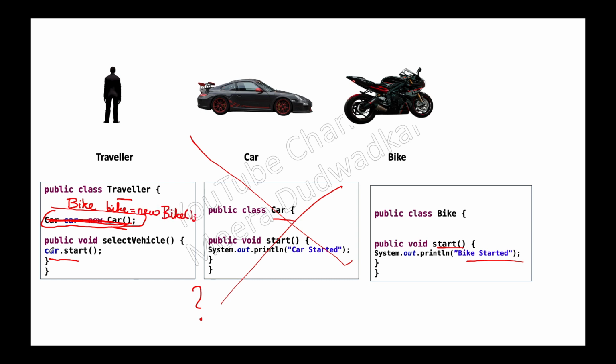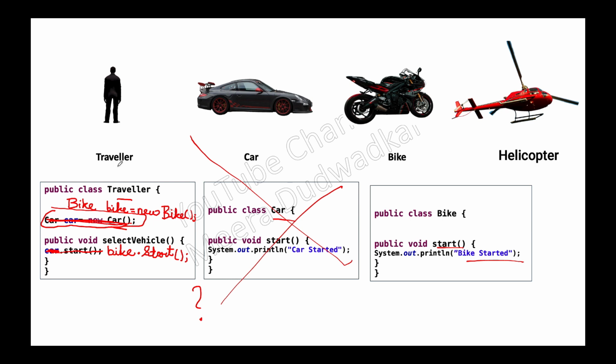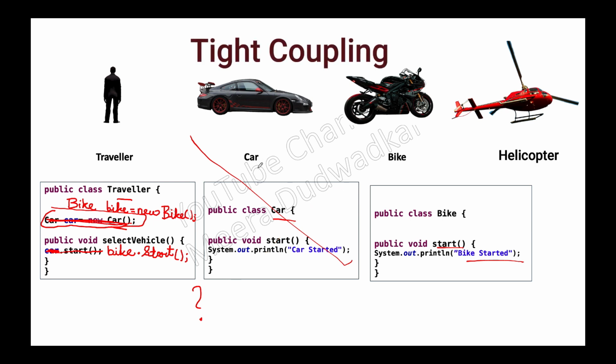And here instead of car object, we will use bike object. Sorry for my handwriting. So to keep making changes to the class as per the requirement is not a good programming practice. Tomorrow the traveler might want to use a helicopter or something else. So in this entire scenario, objects such as car, bike, helicopter are creating dependency.